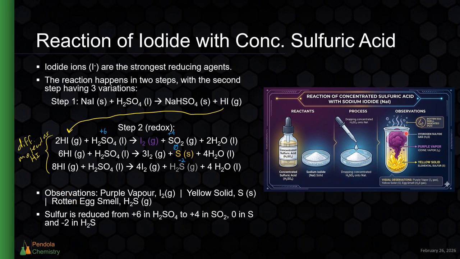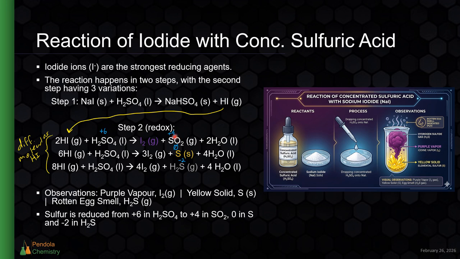We get a purple gas from that iodine vapor. That I2 gas is very deep purple. We get a yellow solid from the elemental sulfur, from the sulfur solid that's created. And we get hydrogen sulfide gas, the H2S gas, which has a rotten egg smell. So that's not necessarily an observation because we don't see it, but we do definitely smell it. That rotten egg smell from the dihydrogen sulfide gas, H2S.